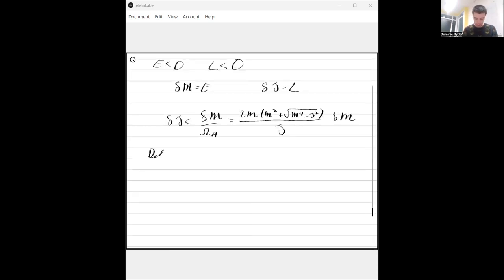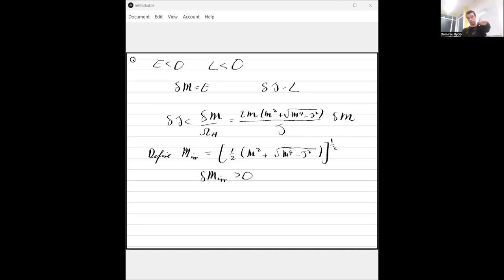Good. Now define the irreducible mass, which we label M_irr, as the square root of a half M squared plus the square root of M to the 4 minus J squared. Okay. Now it's easy to show in a couple of lines at home that if you just differentiate this and use this equation by plugging in, just do chain rule for this on dM and dJ, you find that the change in the irreducible mass is greater than 0. So this tells us that in the Penrose process, the irreducible mass must increase.